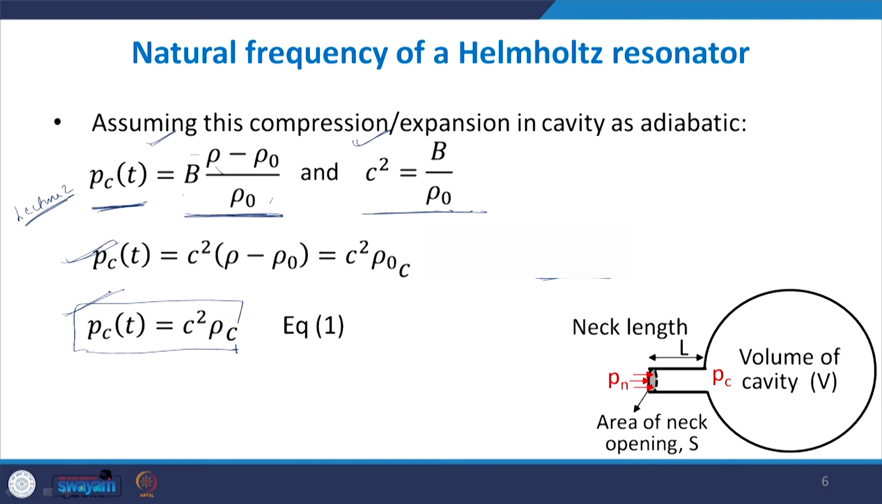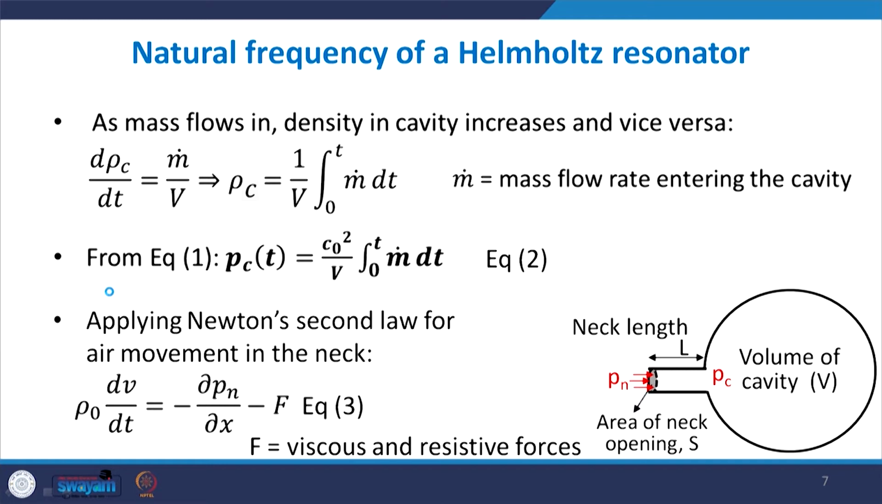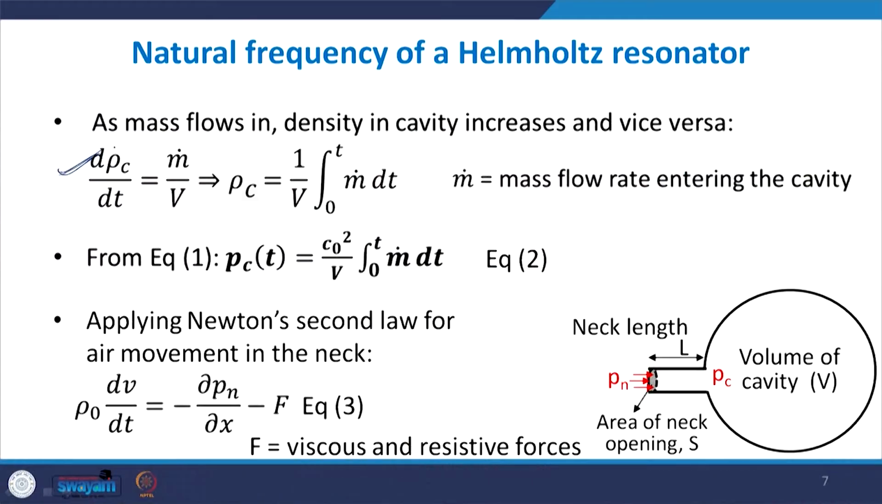So this is one equation we have got. Now we know that whatever mass flows into the cavity will increase its density. So the net increment in the density is the mass flowing per unit volume. When the air inside the neck is oscillating towards the cavity, there will be an increment in density. When air oscillates back, there will be a decrement in the density. In both cases it is given by the rate of mass entering the cavity divided by the volume. So you can replace this like this.